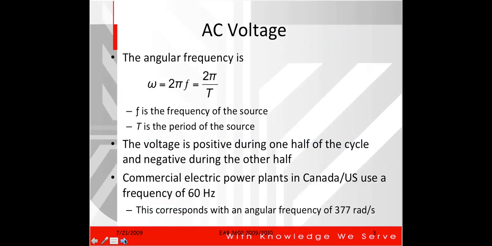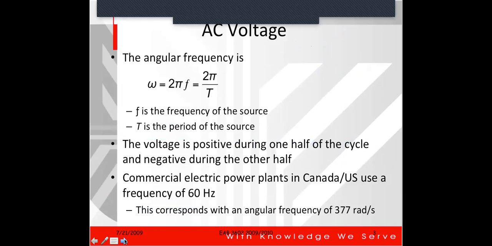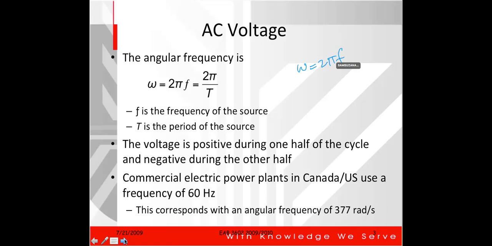Okay, seterusnya the angular frequency ataupun omega can be calculated using the equation omega is equal to 2 pi f, ataupun is equal to 2 pi over T, because f is equal to 1 over T. Okay, so T is the period of the source ataupun kita panggil phase. Okay, f is the frequency, the one that I told you just now in the previous discussion.